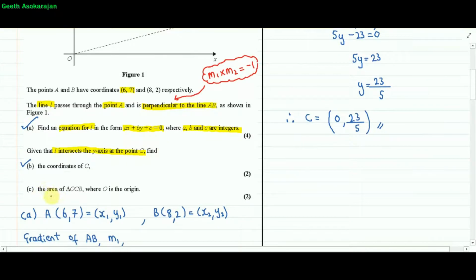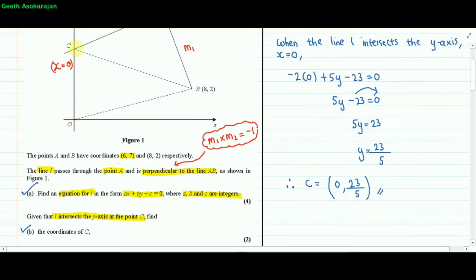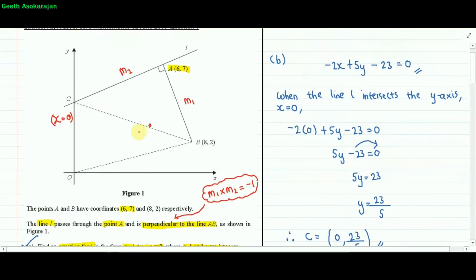Right, now for the last part, part C. Find the area of the triangle OCB where O is the origin. Let's have a look at the diagram. We need the area of the triangle OCB, with reference to figure 1. Remember the formula for the area of a triangle: half the base times height, or base times height divided by 2. Let's regard OC as being the base. So we need the length of OC, and we also need the perpendicular height of this triangle, this height over here.